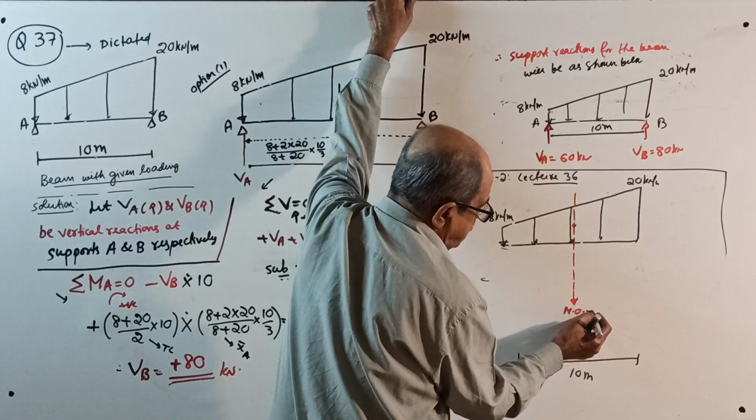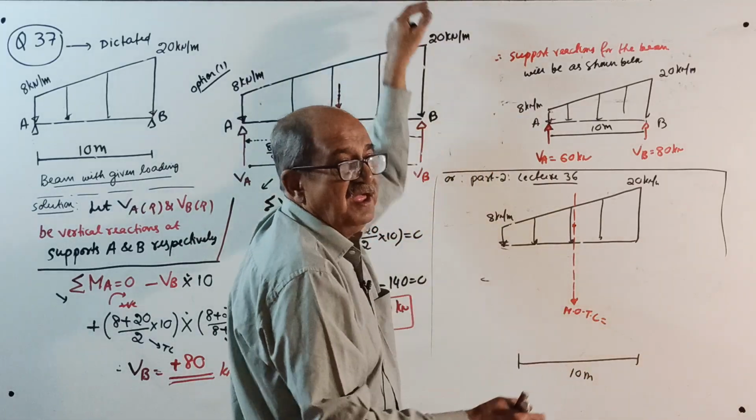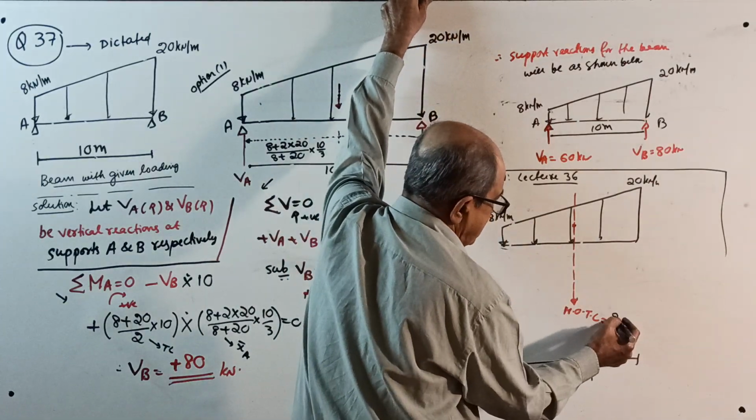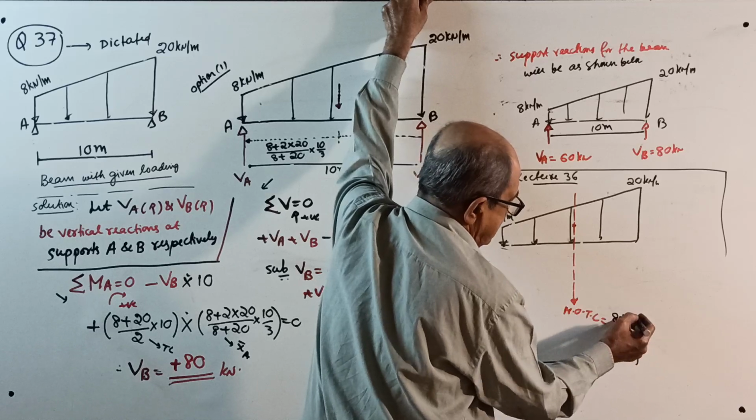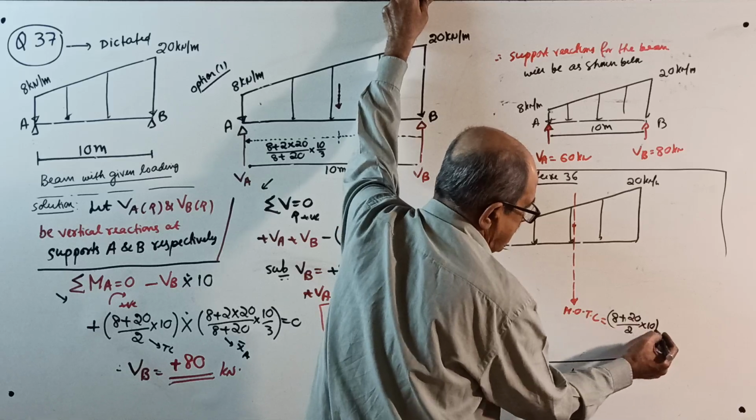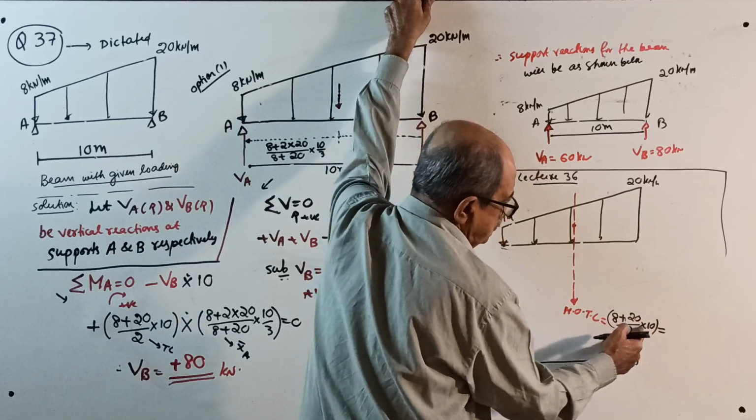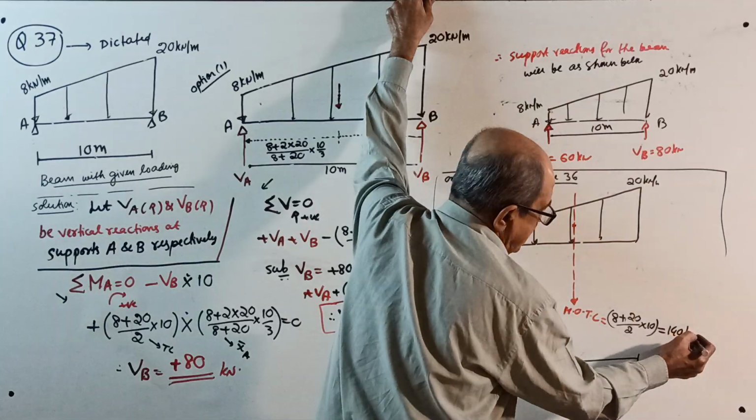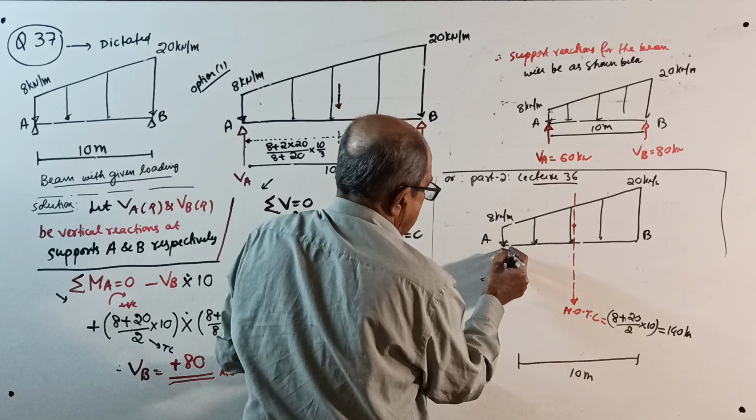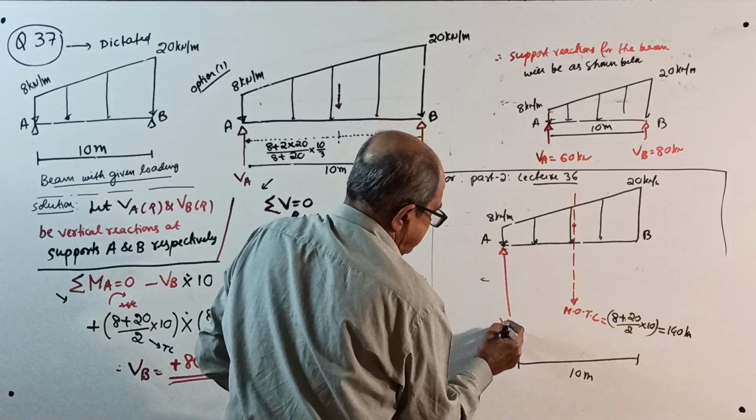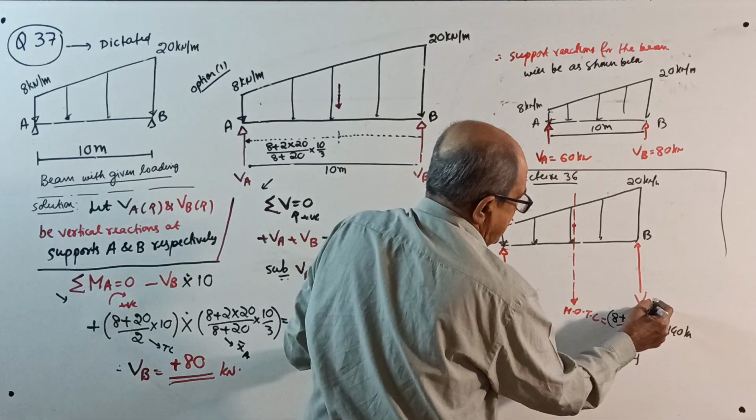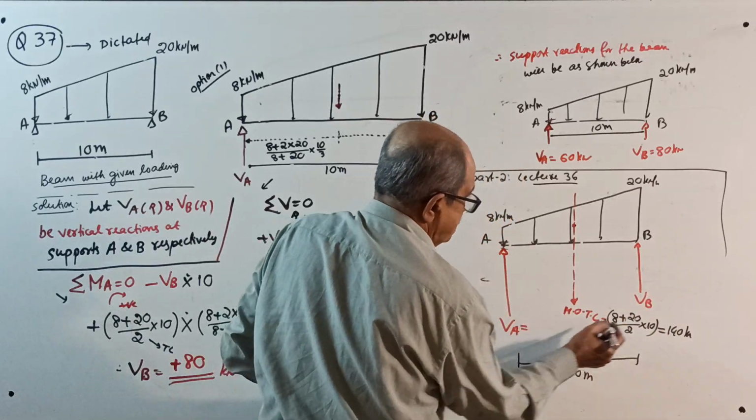Magnitude of total load. Don't put modal. Magnitude of total load equal to area of the trapezium, 8 plus 20 divided by 2 into 10 kilonewton, which will be equal to 140 kilonewton. Now, this is A, this is B, this reaction VA, this reaction VB.